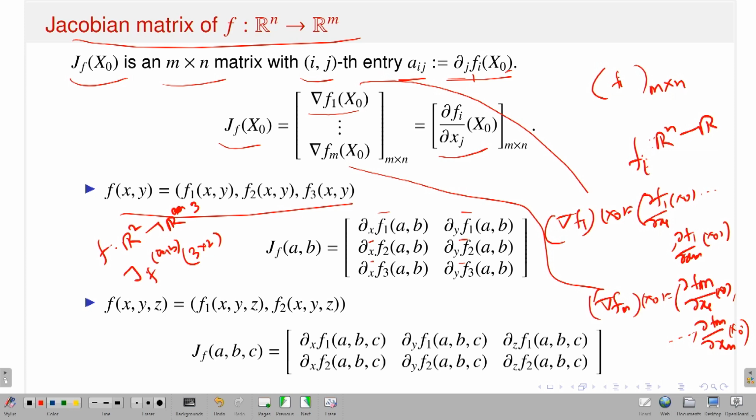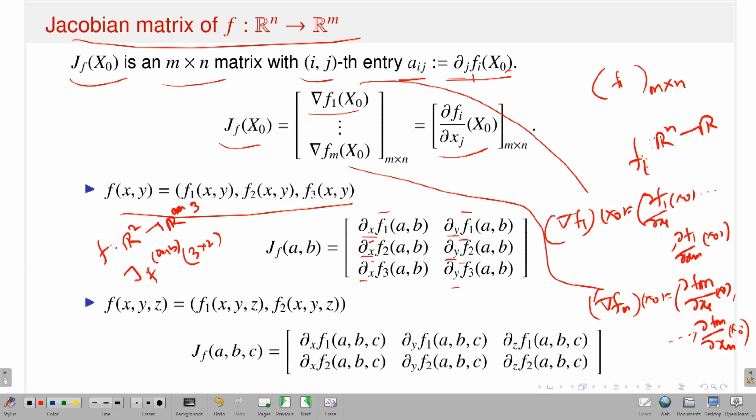And the columns: R2 means you have 2 variables, x and y. So, first we take f1 with respect to the x variable and then the y variable, and so on. This is the corresponding Jacobian matrix at (a, b). That means you put the component functions in the rows, and since it is a map from R2 to R3, there are only 2 independent variables, x and y, so we calculate the partial derivative with respect to x and with respect to y.